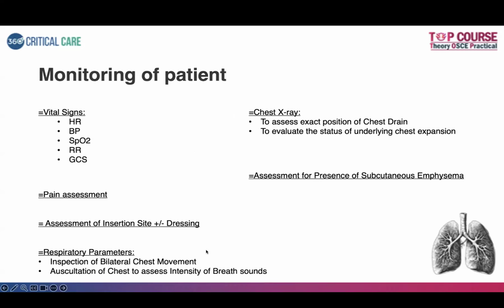So monitoring of the patient, you will have to monitor the vitals. That is very, very important. That is the heart rate, BP, saturation, respiratory rate, and GCS. You need to assess for pain because with larger size thoracostomy tubes, it will keep impinging along the intercostal nerves. So that can cause a lot of pain with respiration. Whereas if it is pigtail catheters, usually the pain is relatively less because it does not cause that much impingement or impairment of your respiration.